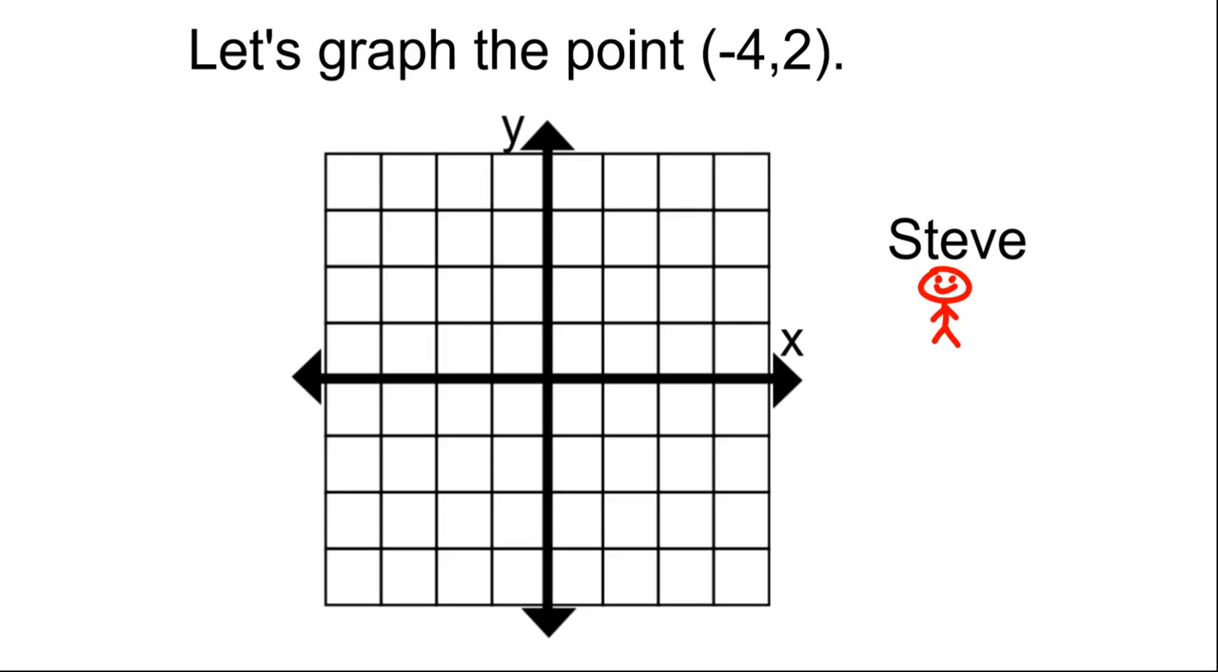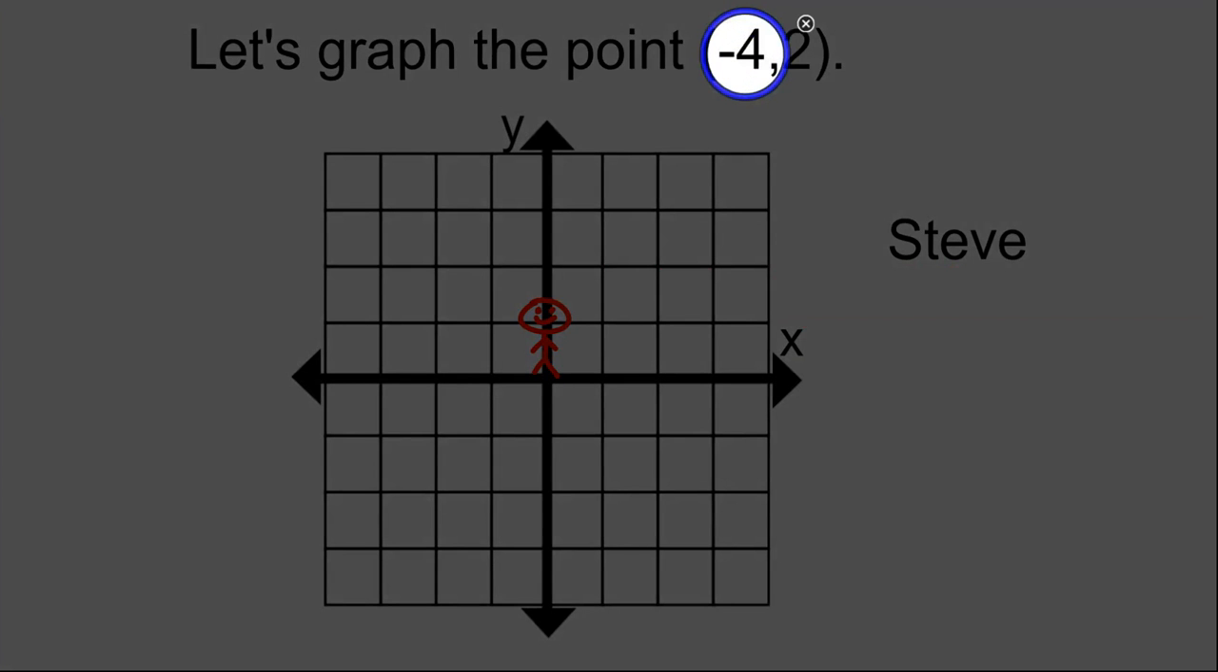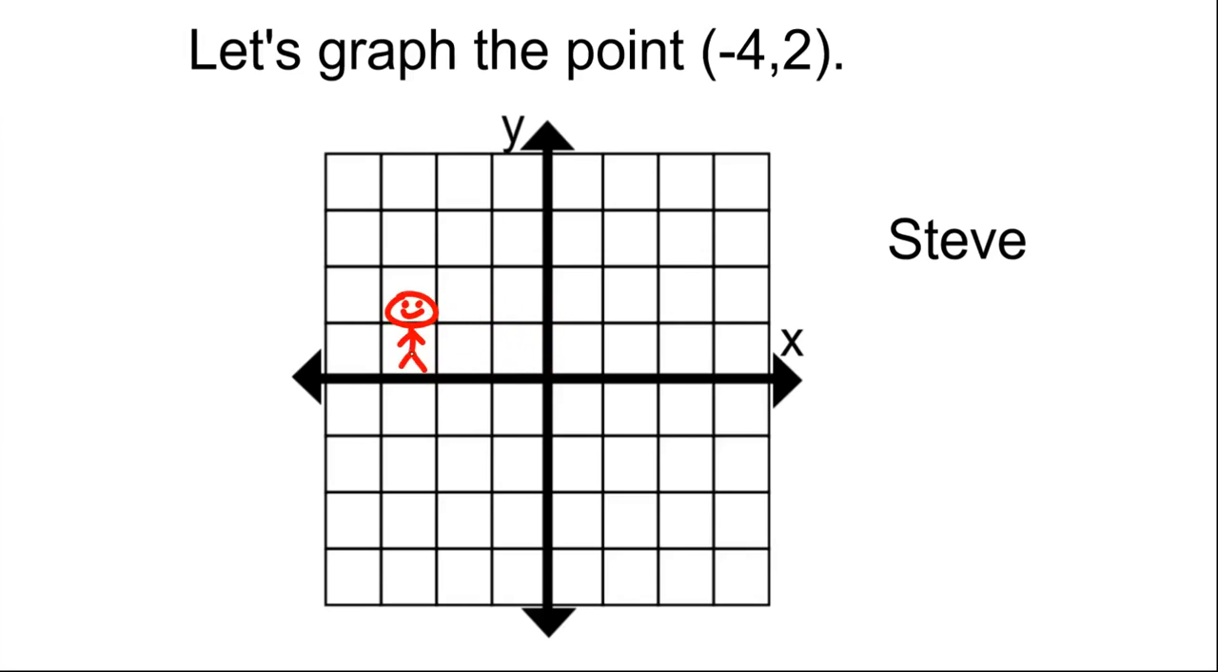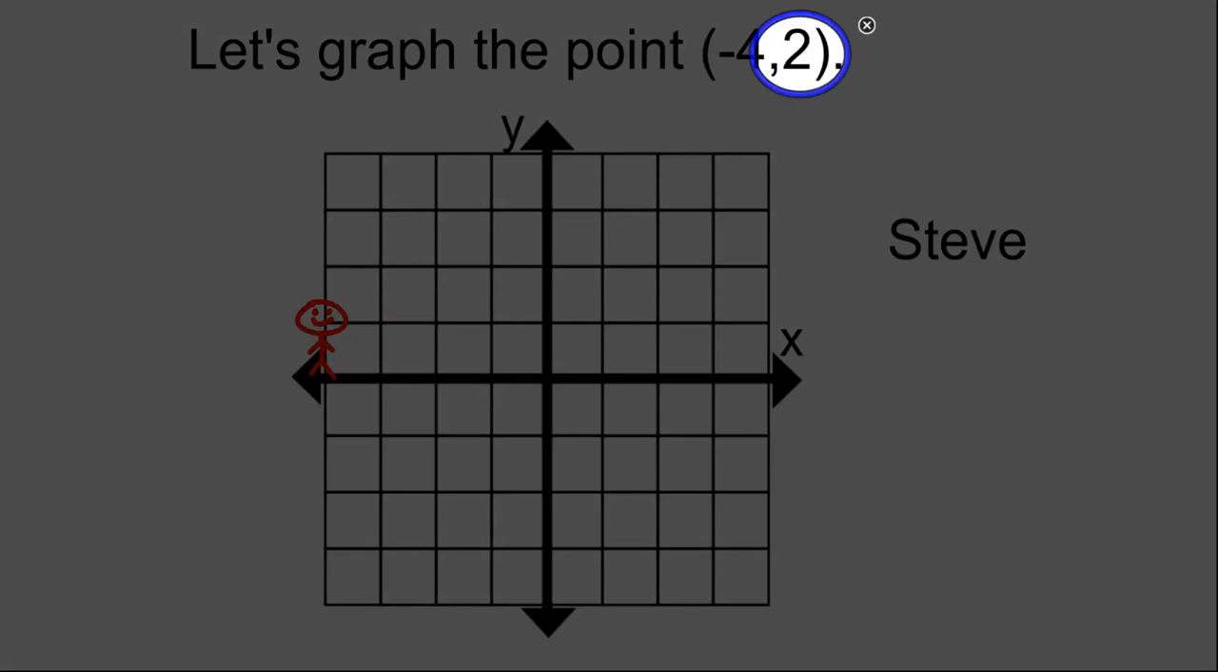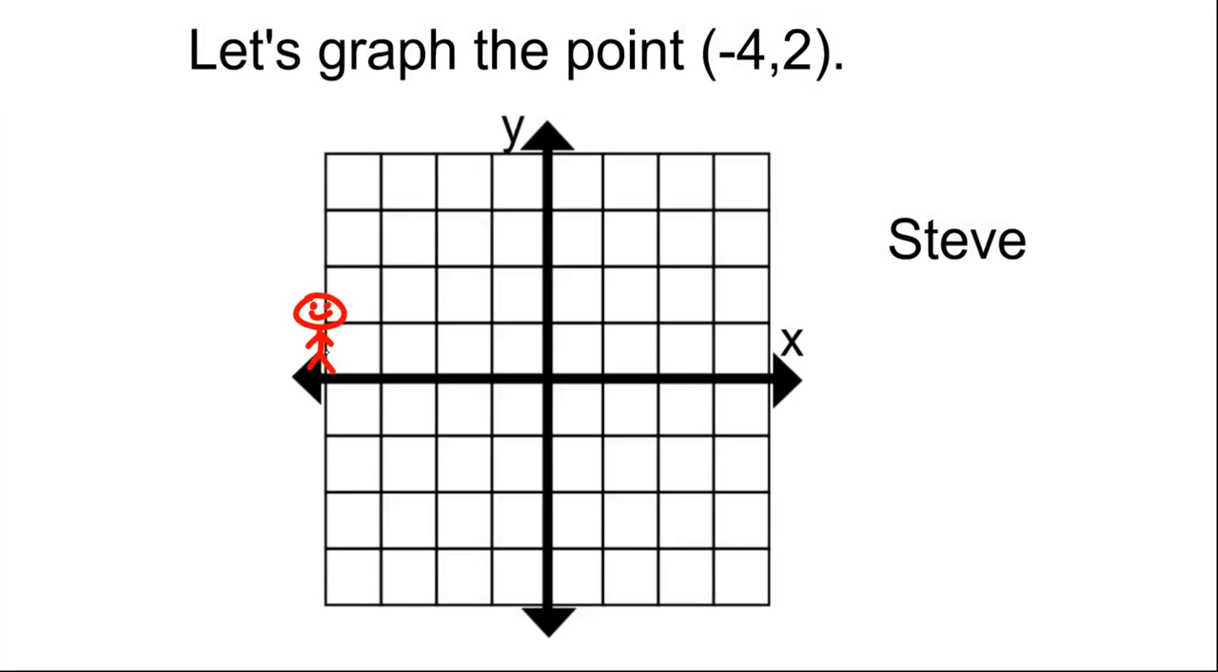Let's use our old buddy Steve to help us graph this point. You should know that negative means left, and we're going to go left 4 spaces. Steve goes 1, 2, 3, 4 to the left. In the second position, a positive number goes up, a negative goes down. So Steve goes up 1, 2 spaces. Thank you, Steve. So the point (-4, 2) describes this point right here on the plane.